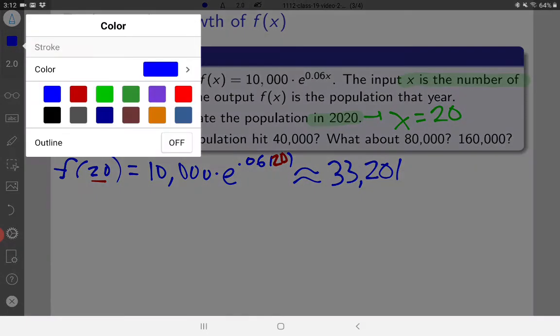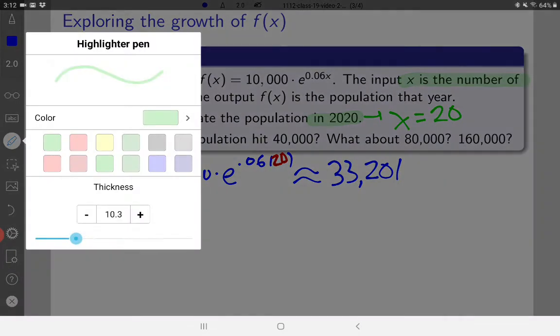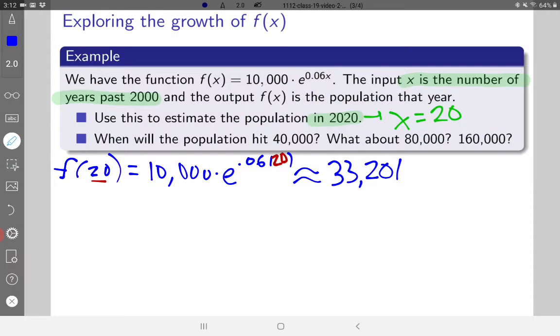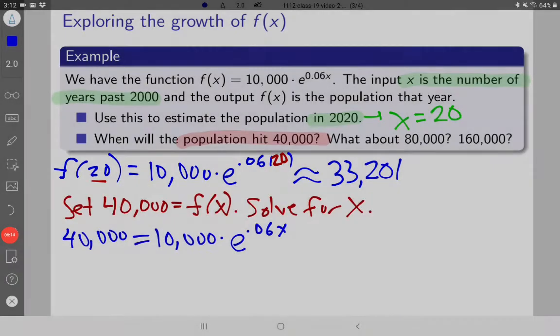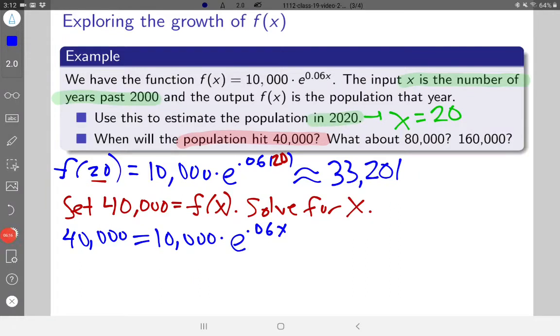My next question, when will the population hit 40,000? That's asking me to do something slightly different with the function. Instead of plugging in an x value because I had a year, like in the first part, I'm now going to be setting the function output equal to 40,000 and then solving for x. There, I've set up that equation. The output population of 40,000 is equal to, and then there's the function f of x itself.